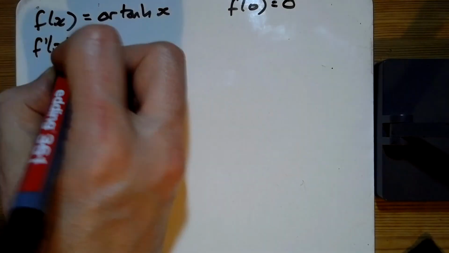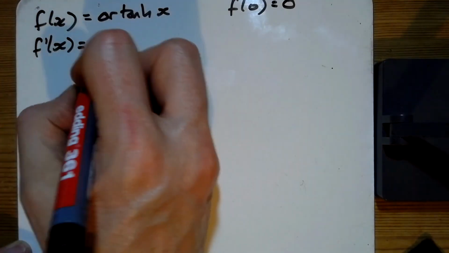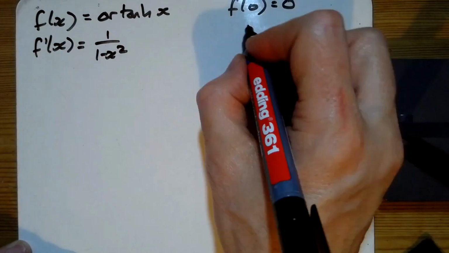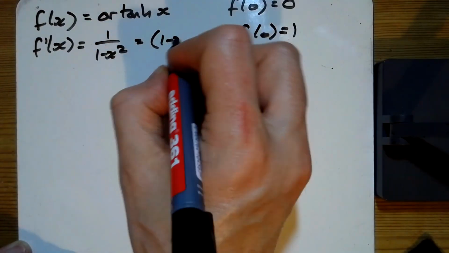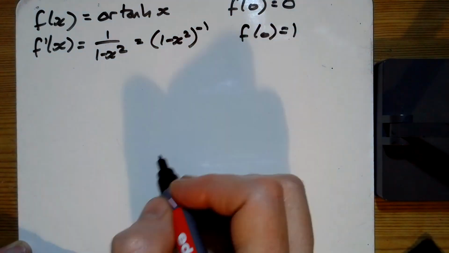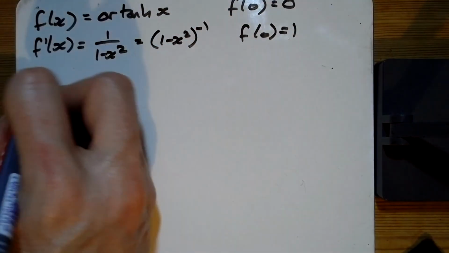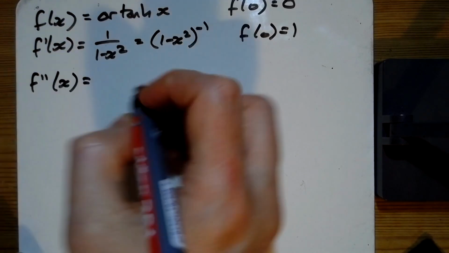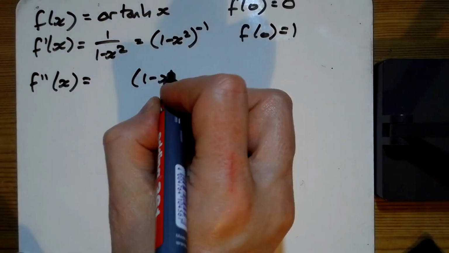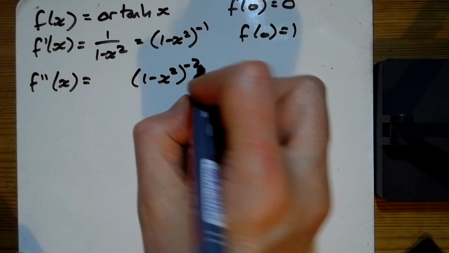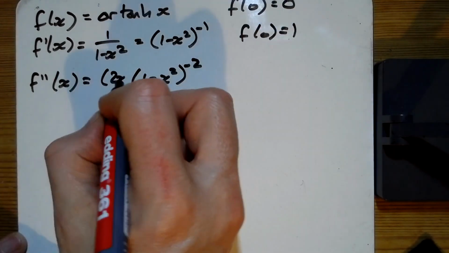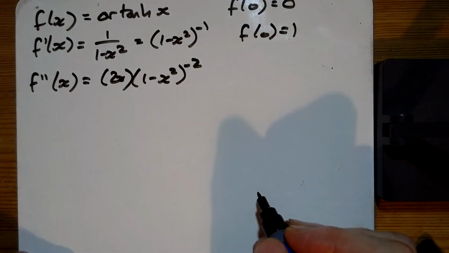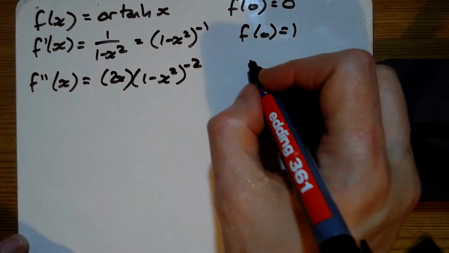f dash of x, you've got no problem with that. So that's 1 over 1 minus x squared, which actually gives us a 1 here. Rewrite that as 1 minus x squared all to the power of minus 1 to help us out with the next bit of differentiating. So when we differentiate this using a chain rule, we're going to be timesing by minus 1 and minus 2x. So we've got a 2x coming outside this here. So we've got 2x over 1 minus x squared all to the power of minus 2.